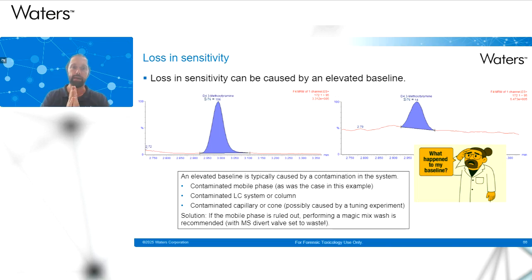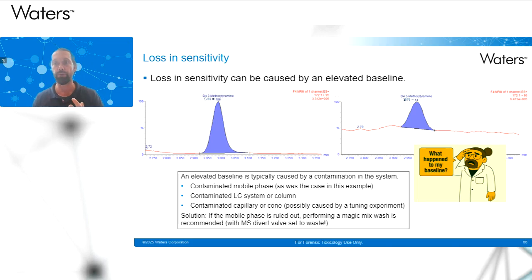Well, in many cases, when you observe an elevated baseline, this is related to some type of contamination present in your system, be it in the mobile phase, within the column, or in the LC system. In this specific case, there was a contamination introduced in the mobile phase by the pipetting tips used to transfer the formic acid into the aqueous bottle.